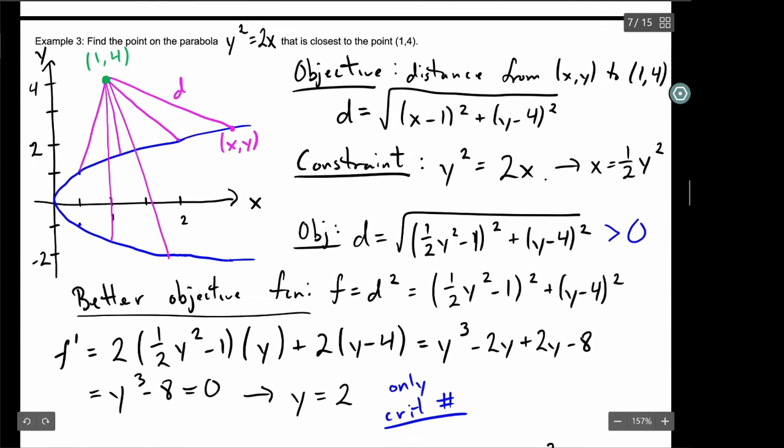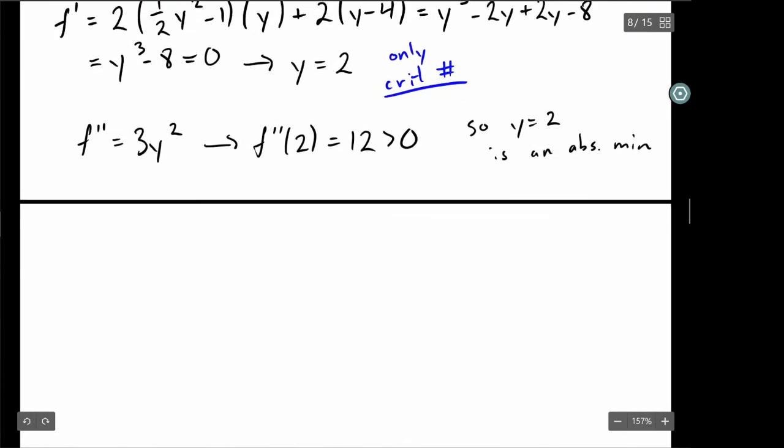We wanted to minimize the distance from this point to this blue curve. And it turns out that the one to do that is this one right here. That's the smallest line I can draw from (1, 4) to the parabola.